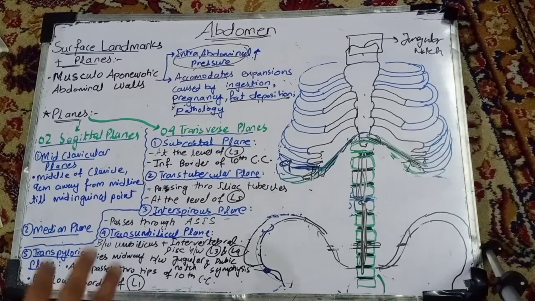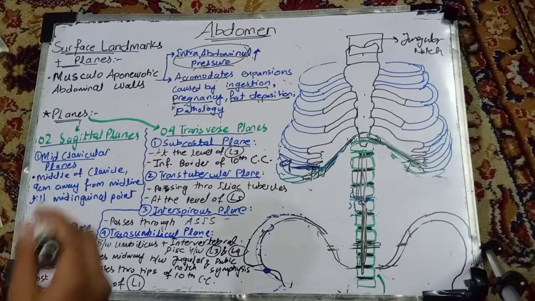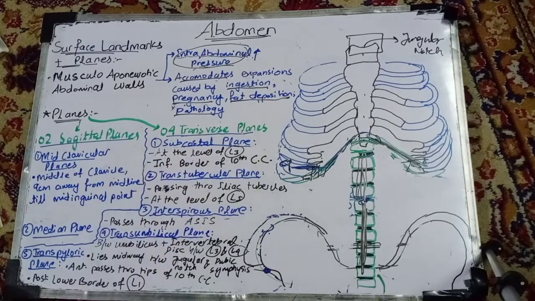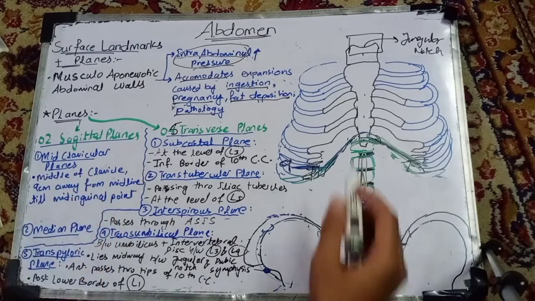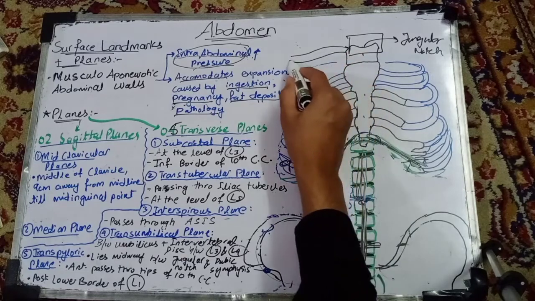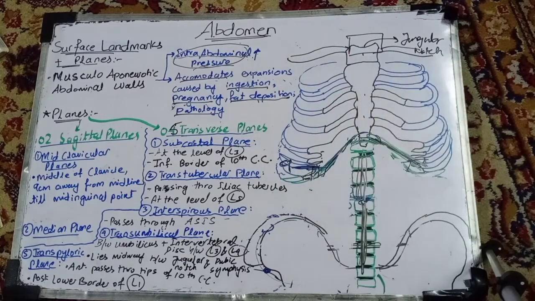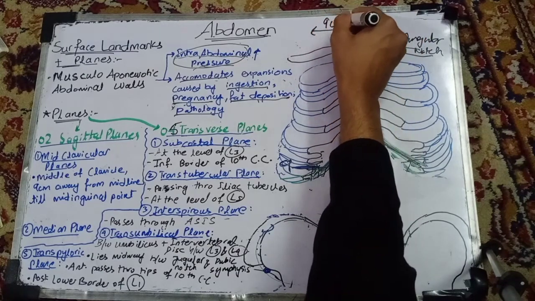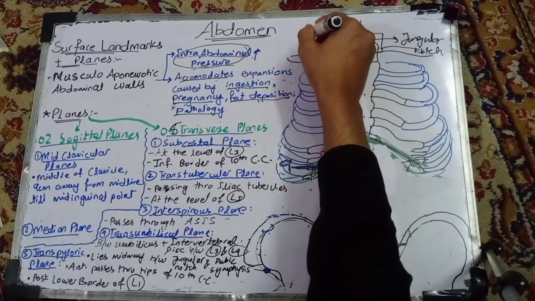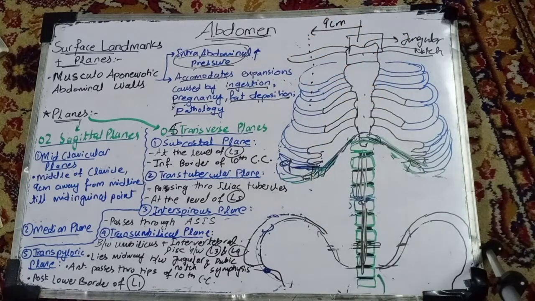Okay, now we are going to talk about some planes that pass through this abdominal wall. There are 2 sagittal planes and 5 transverse planes that we are going to discuss here. The 2 sagittal planes are the mid clavicular planes. Here you all know lies a bone, the first bone that ossifies in human beings, called the clavicle. If you move from the midline about 9 centimeters away, you will find the mid clavicular line, and the plane formed here will be called the mid clavicular plane.